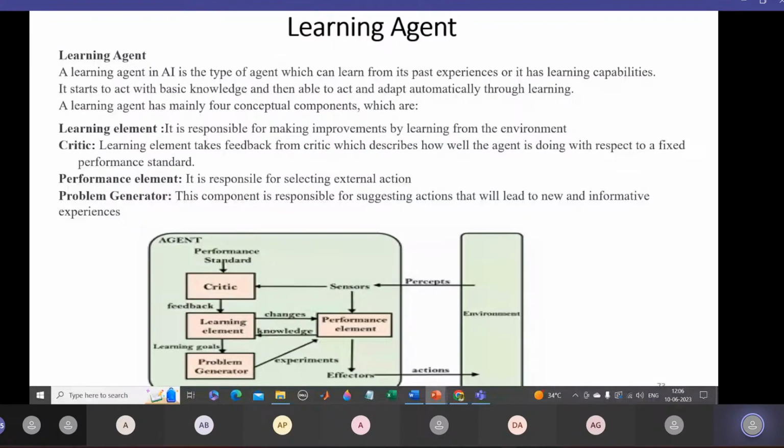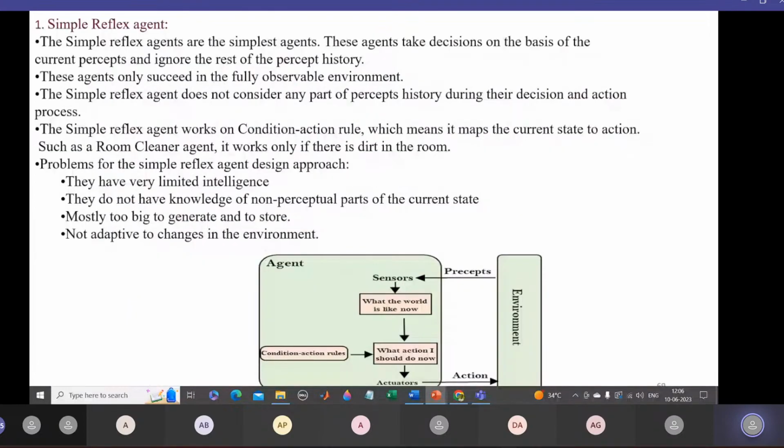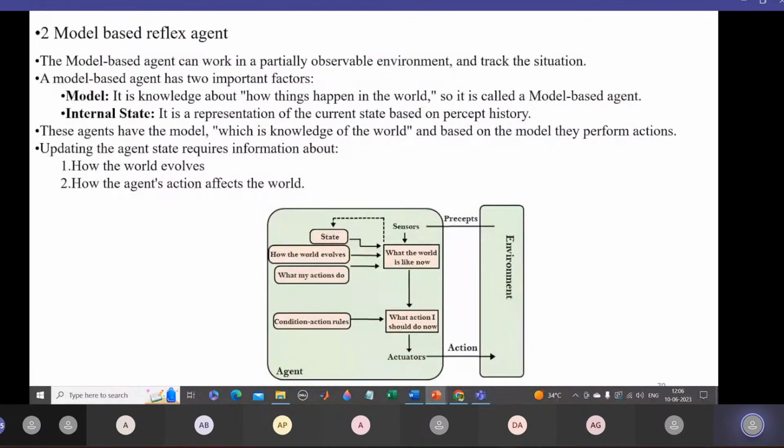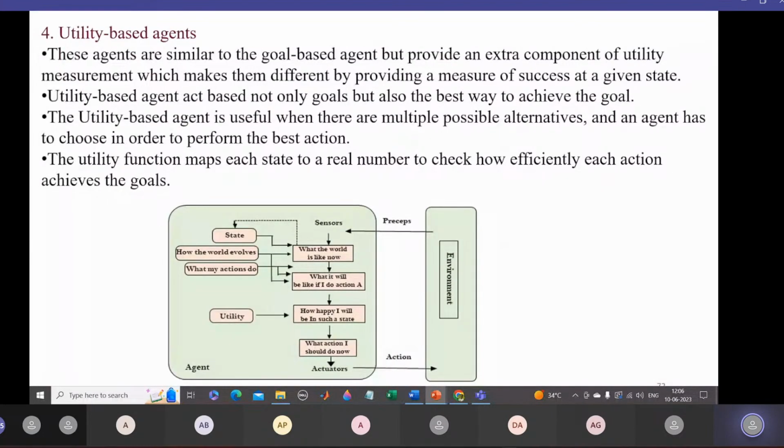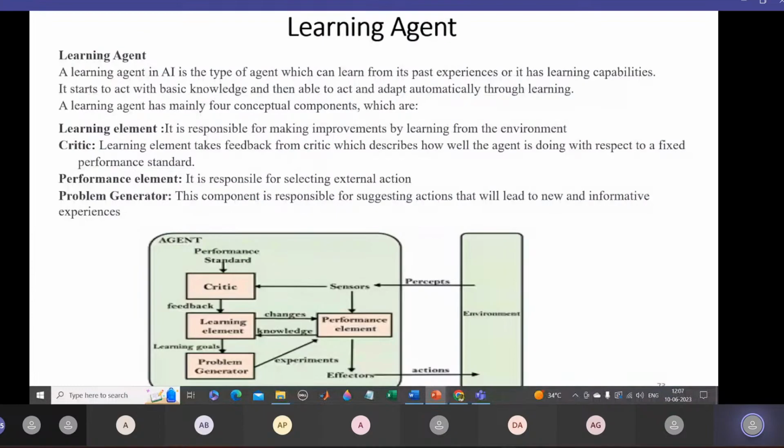So we have 5 different types. One is simple reflex, based on the current action. Model based, because we have how the world evolves, what will affect the world and all that. Then goal based, and utility, where instead of the goal you have this utility. And then the learning agent, which has 4 components: learning element, critic, performance element, and problem generator.